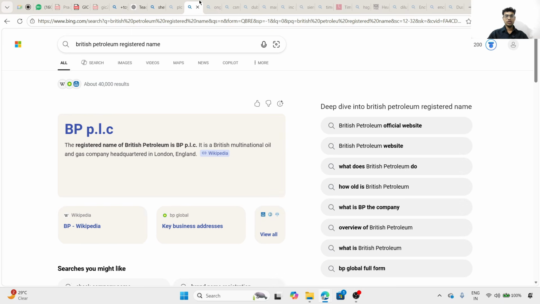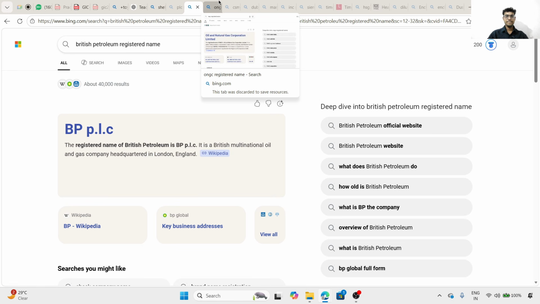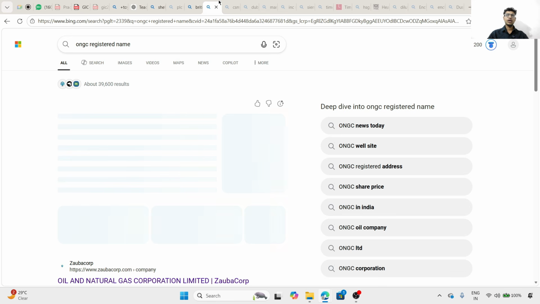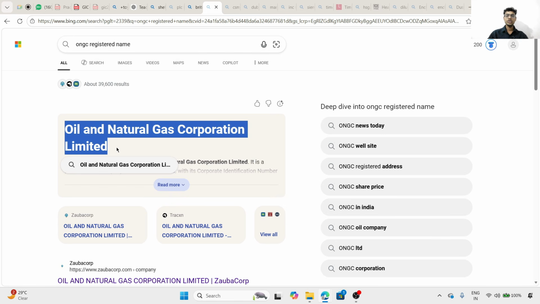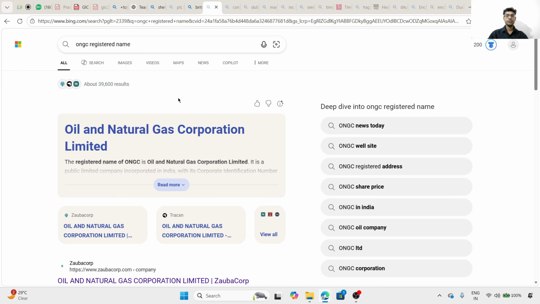Then you have BP, British Petroleum. It is normally called BP, but the registered name is BP PLC. Then we have ONGC. Mostly it is called ONGC and people know it as Oil and Natural Gas Corporation. But here also you can see ONGC followed by Limited. It is called ONGC, but here this is the actual name written. You should write it like this: Oil and Natural Gas Corporation Limited, ONGC Limited.